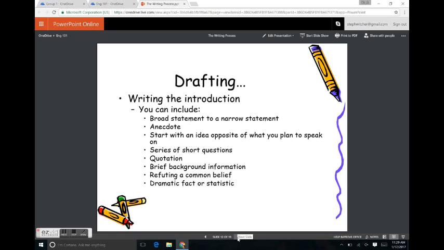You can refute a common belief. So using my example, most people believe that soda probably is one of the most popular drinks in America, but that's actually not true, especially worldwide. The most popular drink is tea, if we're talking about drinks outside of water. Or you can use some sort of dramatic fact or statistic. But please make sure that it's dramatic, and if you borrow it, make sure you cite it.